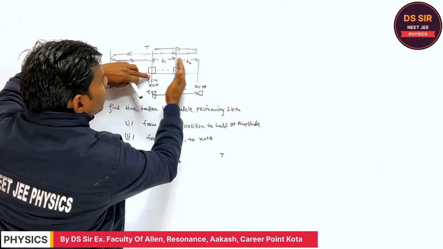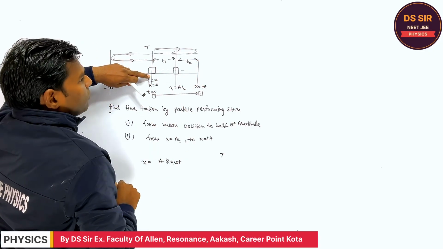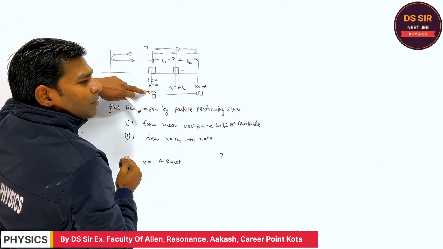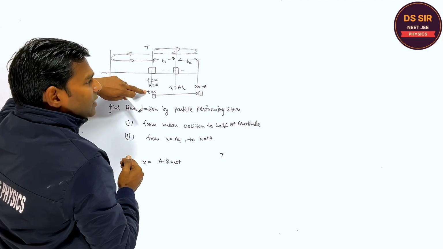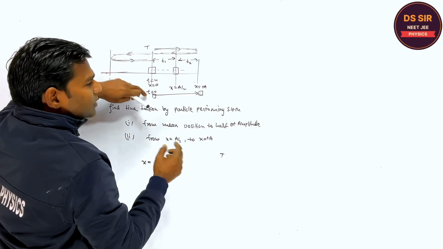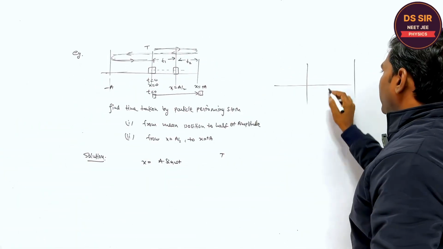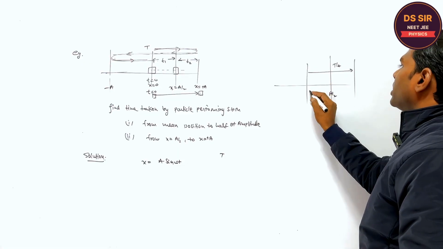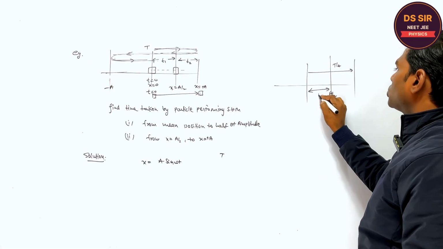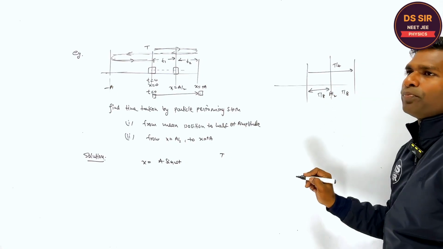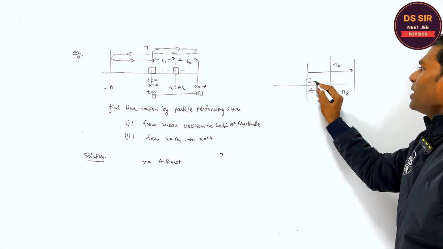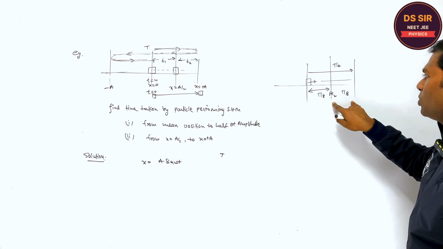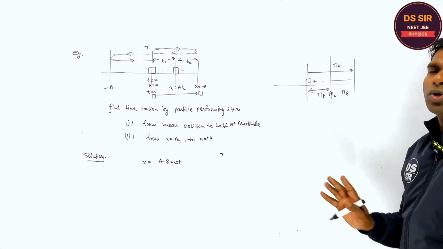Yesterday I told you, from here to here what is the time? T by 4. That's what I am asking. So when it is at x equal to A by 2, what should be the time? From here to here, the total time is T by 4. So it looks like the time should be half, T by 8 and T by 8. It is not so. Why? Because when the particle is moving, its velocity is not constant, right? So the time for the first A by 2 and the remaining A by 2 is not the same.